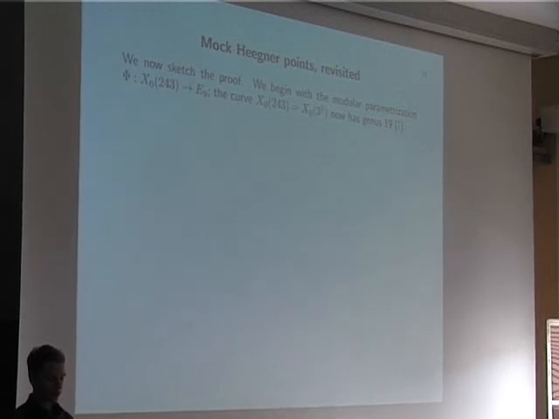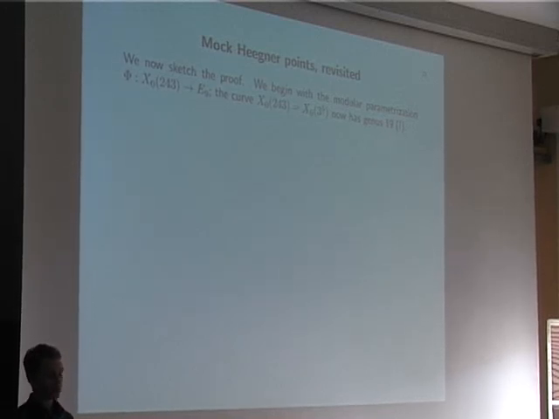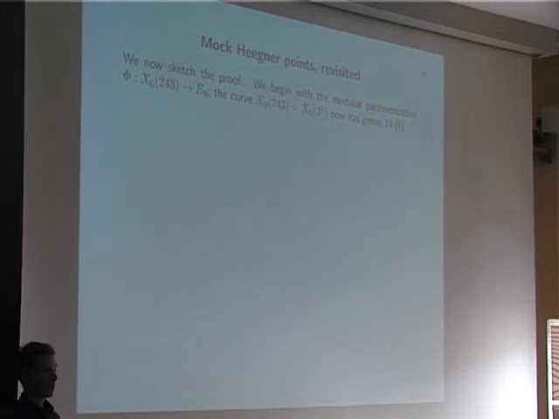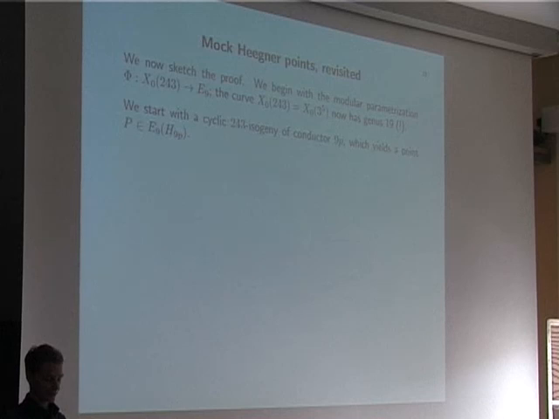Be very afraid. So X_0(243), so 243 is 3 to the 5th. And this curve has genus 19. Okay, so this is definitely not an isomorphism anymore. Wow.